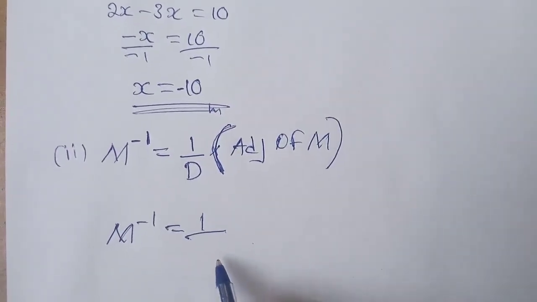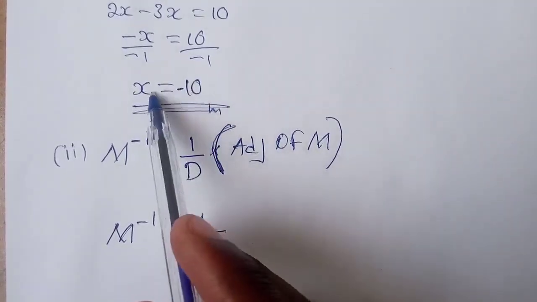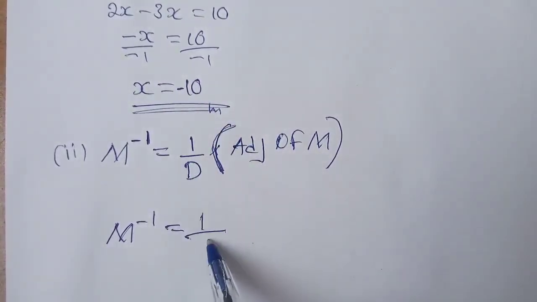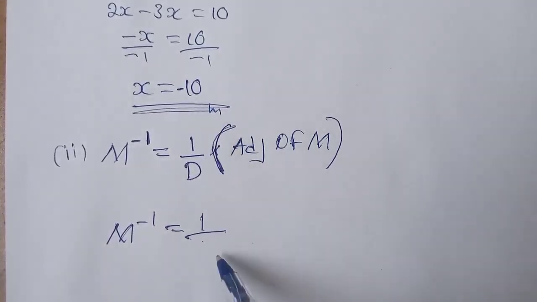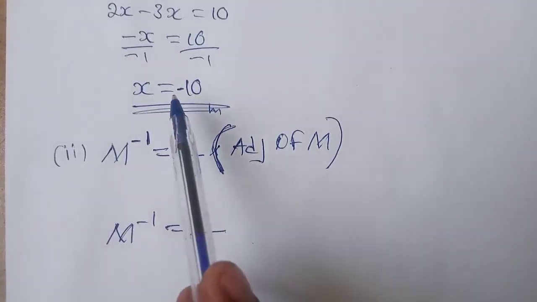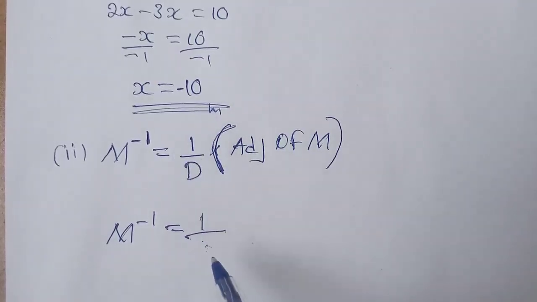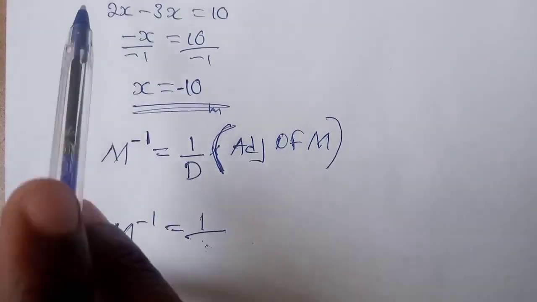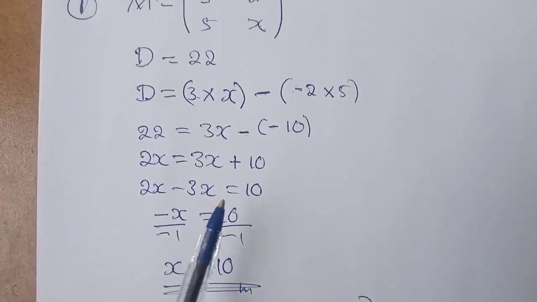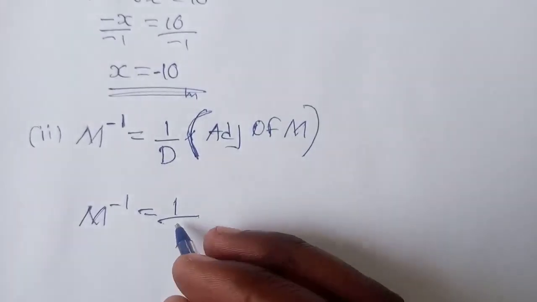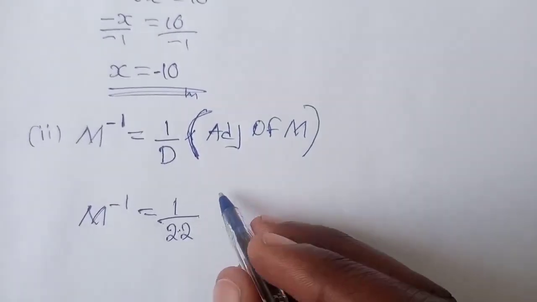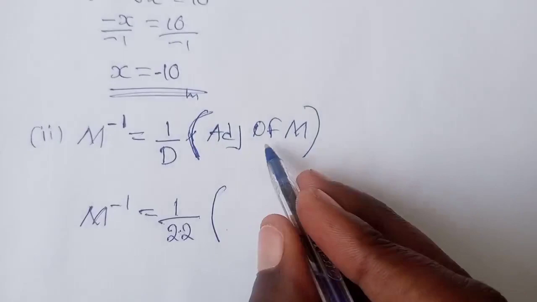So most people get the value of x and put it here, which is the mistake. We need to put the determinant here, not the value of x. The determinant we were already given. They said that the determinant is equal to 22. So we're supposed to put 1 over 22 here, multiplied by the adjugate of m.